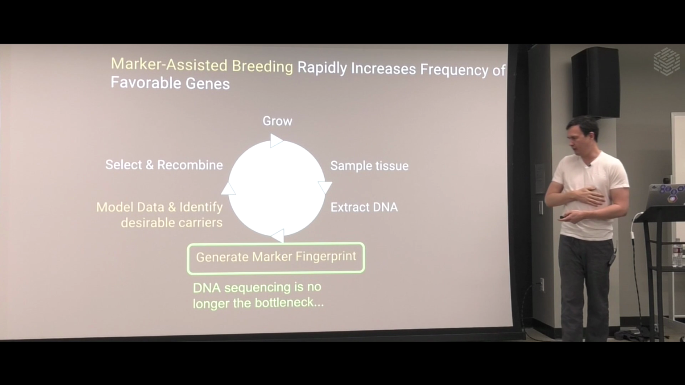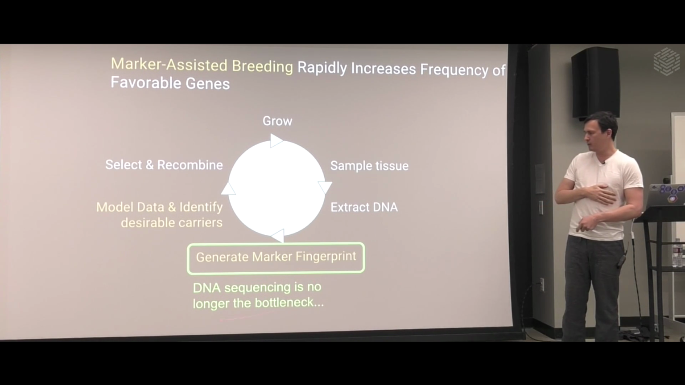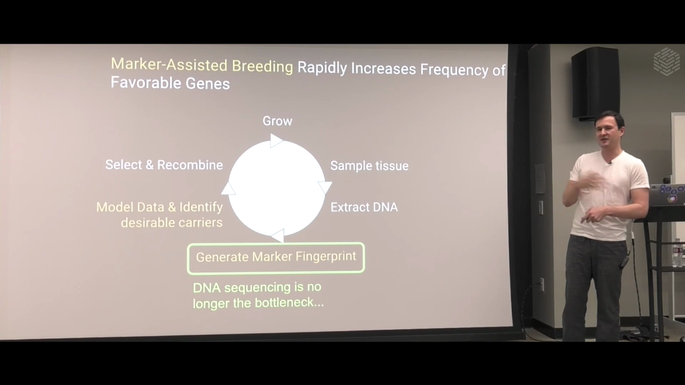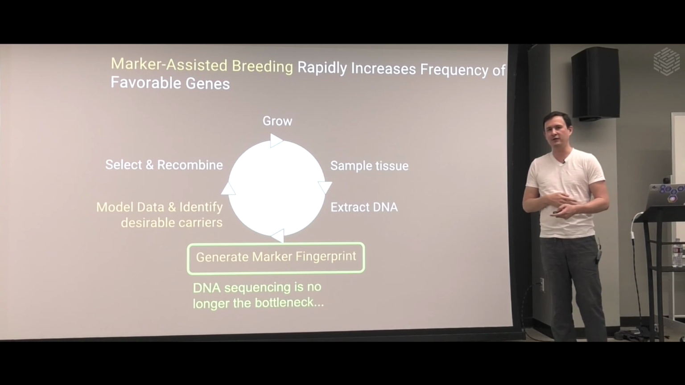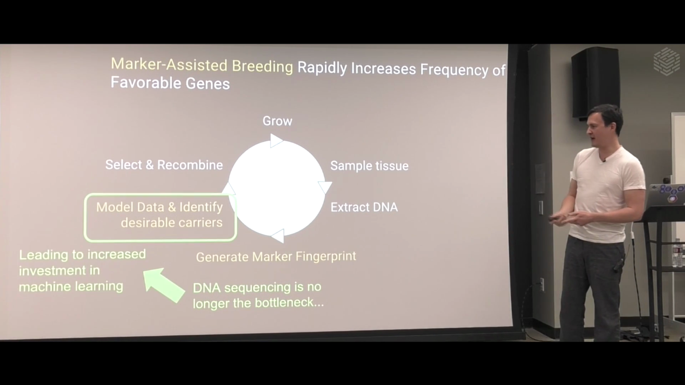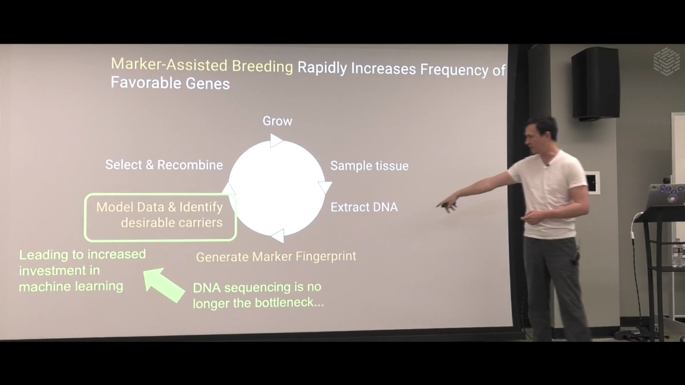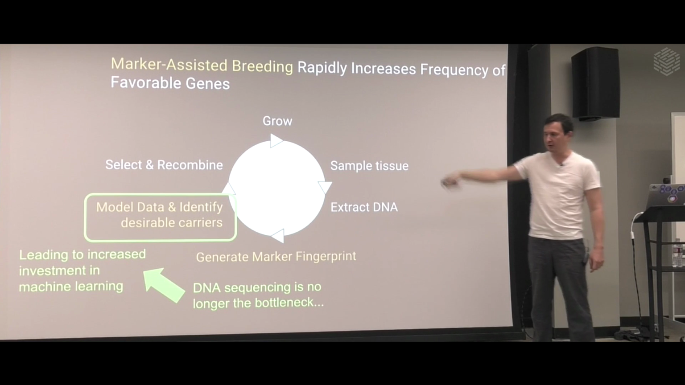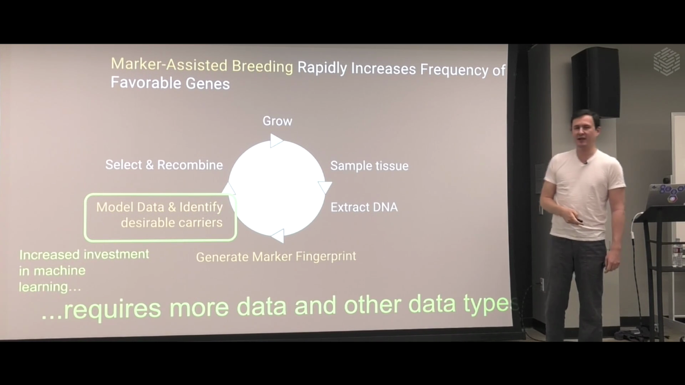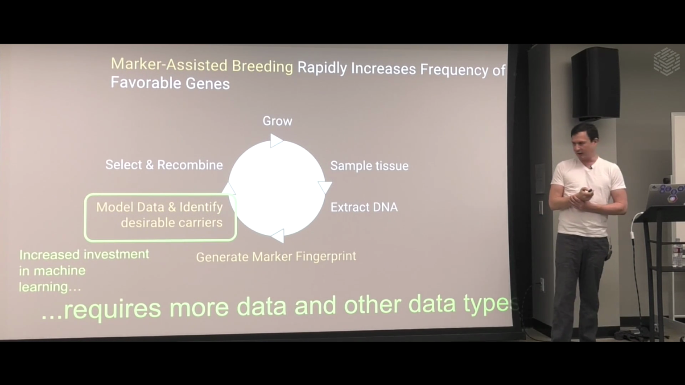And just talking about reads, though, because reads are getting so cheap, it's getting really cheap to generate these marker fingerprints. So if we've got lots of marker fingerprints, we should be able to use that to model the data, right? But remember, it's not just genetic data you need to get a good model. You actually need the phenotype data, too. You need to know how fat that chicken was on the outcome. So what's happening is this is no longer the bottleneck. The bottleneck is now over here on building the model. So we need more data and more sophisticated techniques for doing that genotype, environment, phenotype calculation.